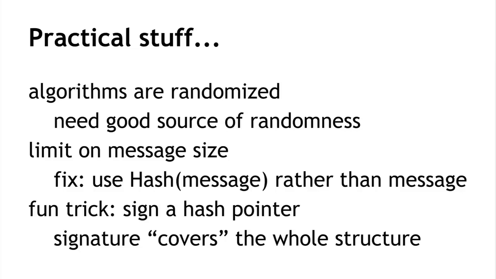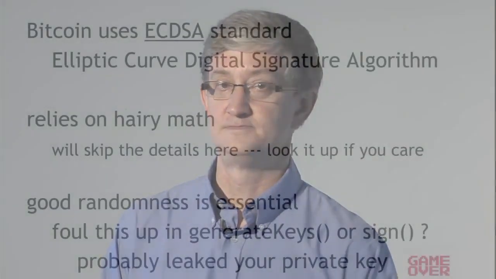And by the way, a fun trick, which we'll see used later, is that you can sign a hash pointer. If you sign a hash pointer, then the signature covers or protects the whole structure, not just the hash pointer itself, but everything it points to and everything it points to. For example, if you were to sign the hash pointer that was at the end of a blockchain, the result is that you would effectively be digitally signing the entire contents of that blockchain. That's a useful trick that we'll see used later.